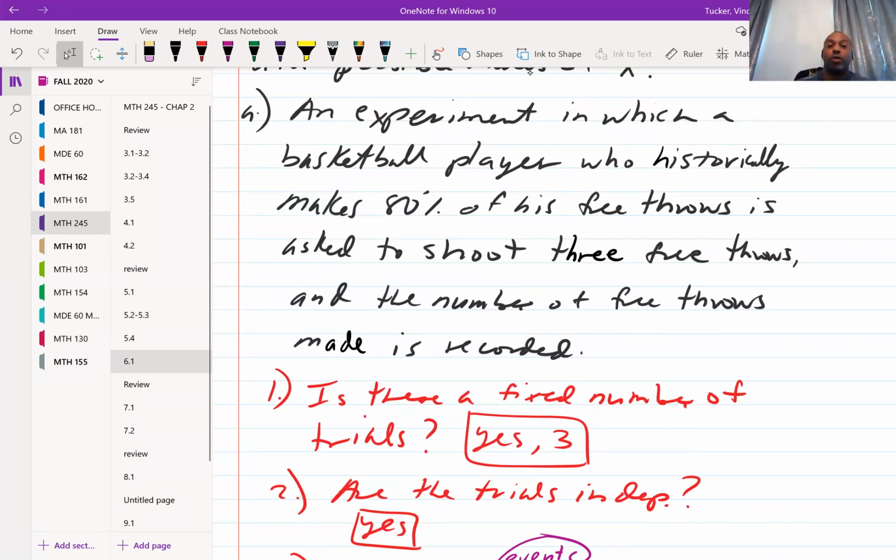It says he's historically an 80% free throw shooter. So missing one shot is not going to affect his probability, his historical reference of what he normally makes. So these trials are independent.